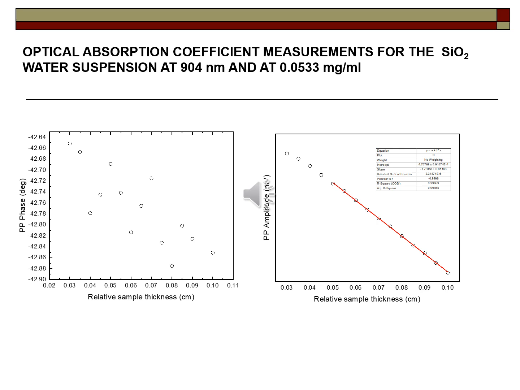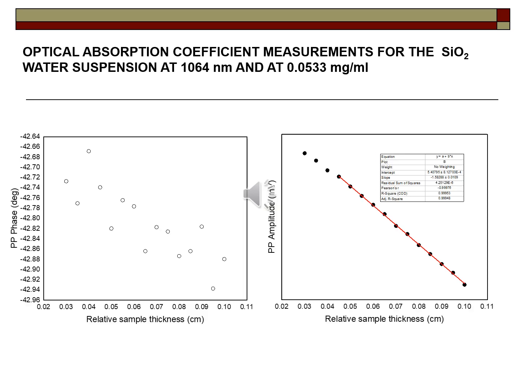The left plot shows the sample thickness range where the photoacoustic phase is constant and where a confident linear fit can be carried out. This is shown as a straight line in the plot on the right. The corresponding optical absorption coefficient is shown on the same plot. Similar results for the same sample at a wavelength of 1064 nanometers are shown on these 2 plots.